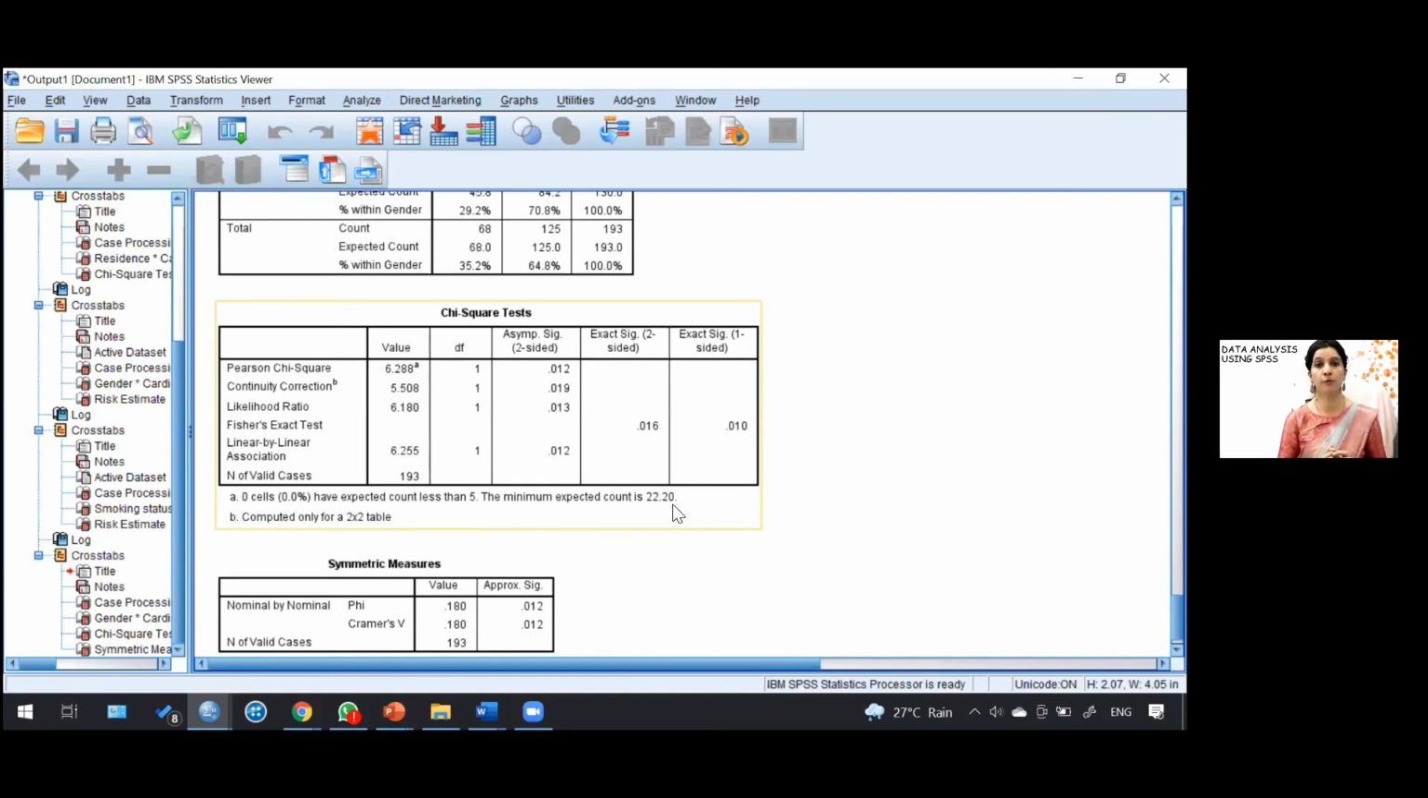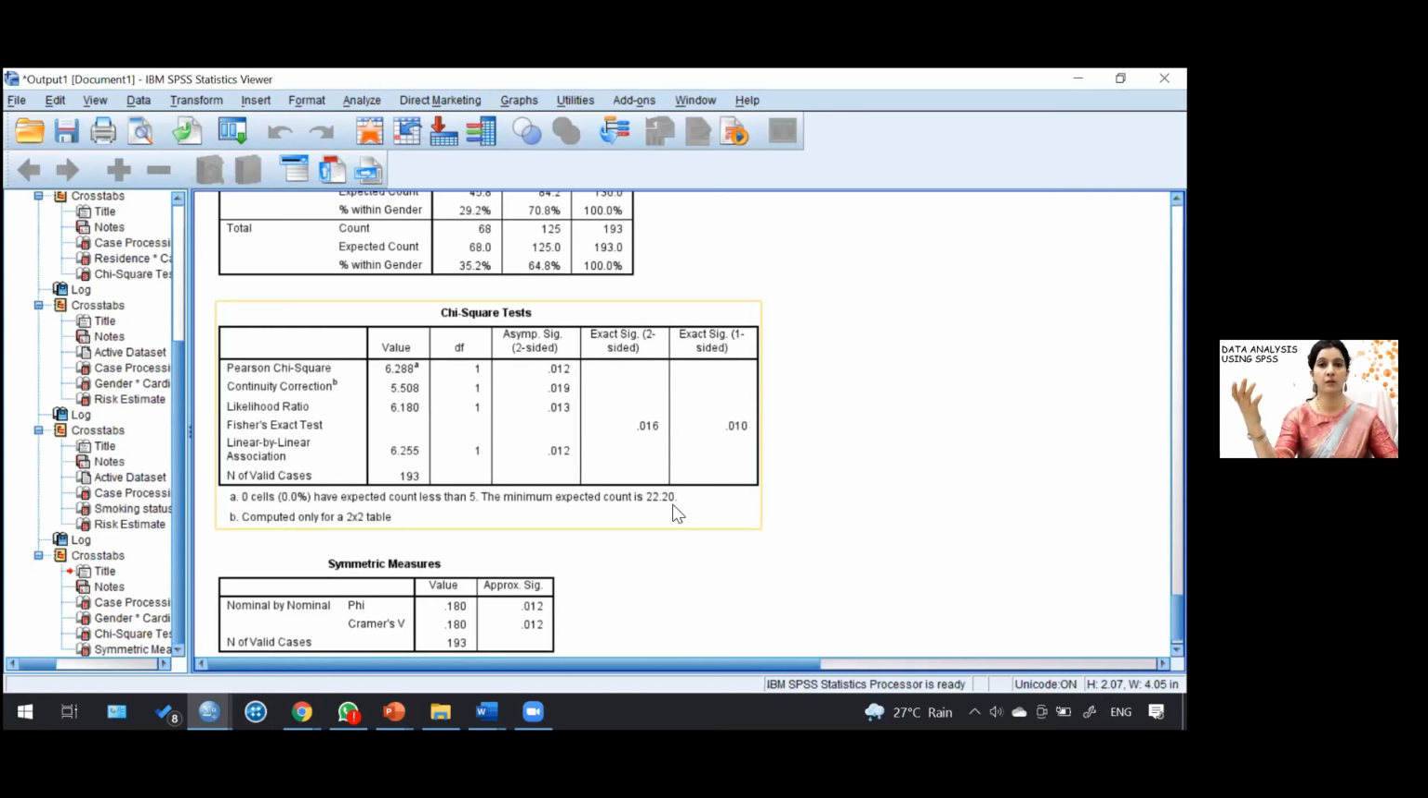So if you go back and recall the assumptions, the first assumption was both the variables should be categorical in nature. Gender and presence or absence of cardiovascular disease, both are categorical in nature, so we can apply chi-square. That first assumption is met. The second assumption is independence of observation. That is more of a study design issue, and we assume that independence of observation must have been maintained, that one individual is counted only against one category.